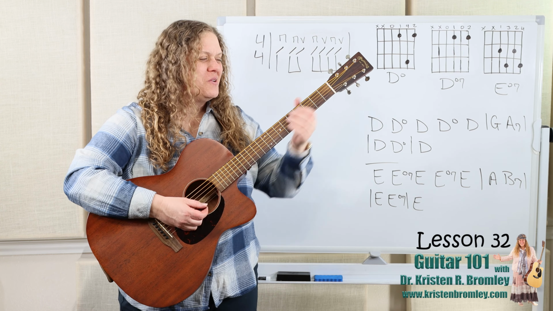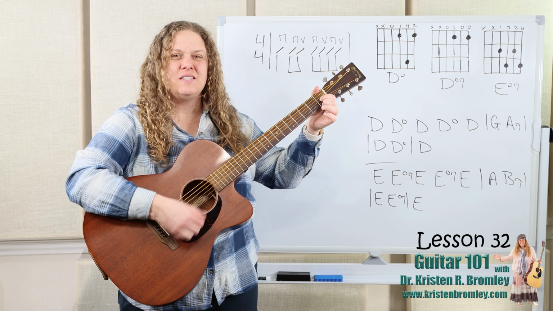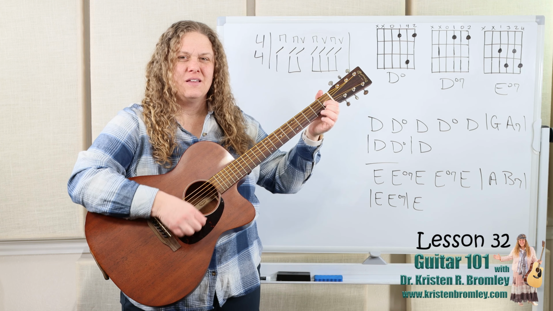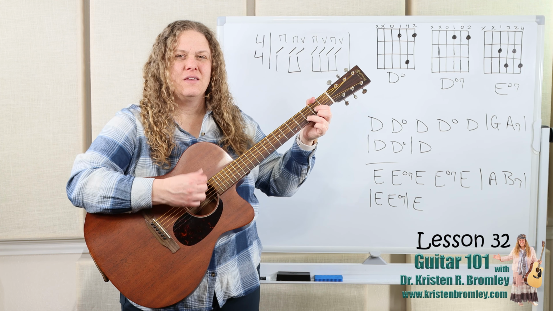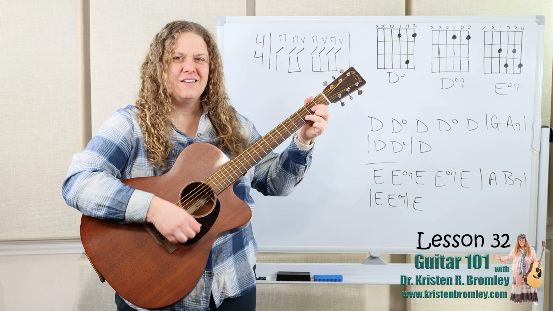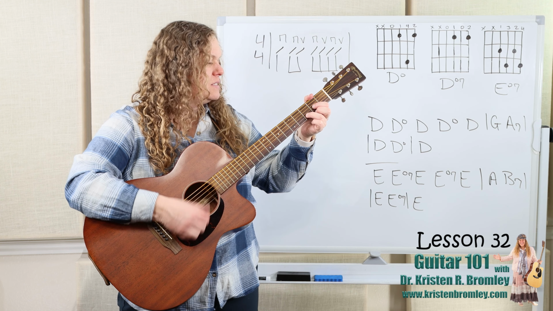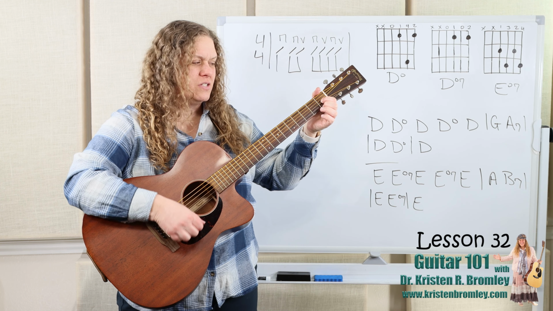So you got 1, 2, ready, and we got the D to the D fully diminished, D to D diminished seventh, D, G, A7, D diminished, and back to D.